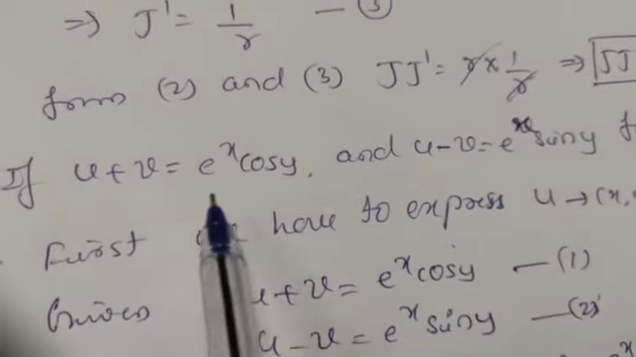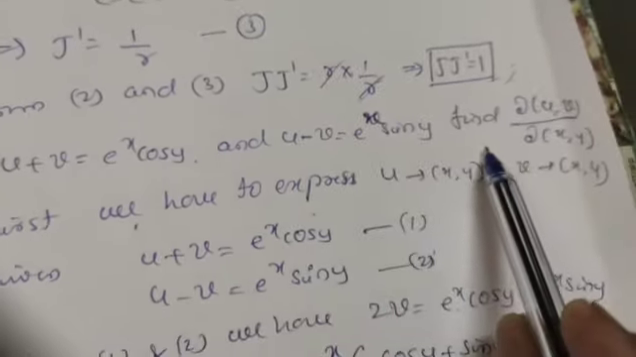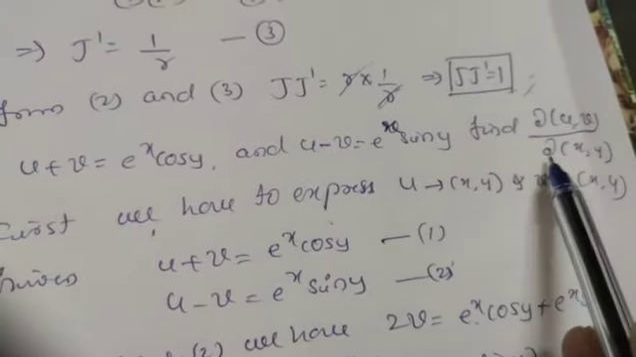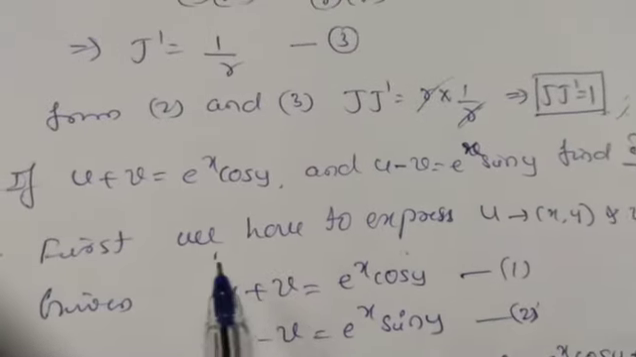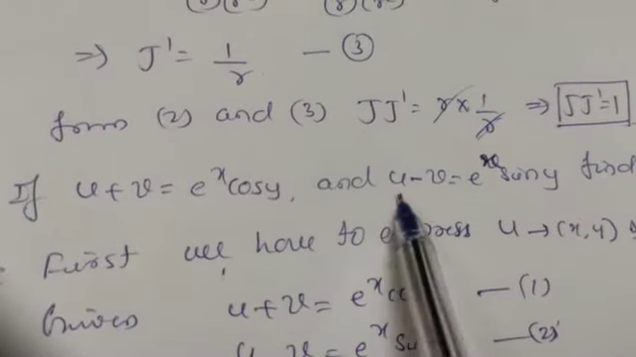If u + v is equal to e^x cos y and u − v is equal to e^x sin y, then find ∂(u, v)/∂(x, y). So here what they have given? They have given u + v and u − v.